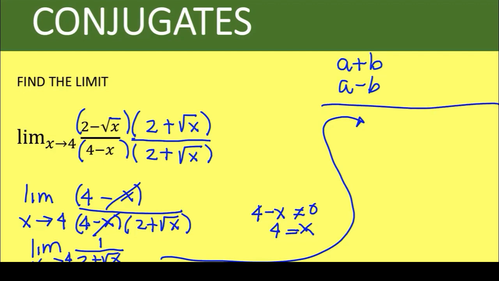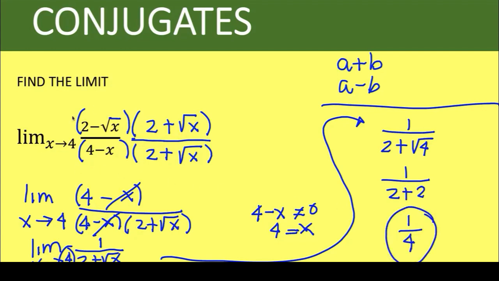So let's continue here. By direct substitution now, if we substitute 4 for x, what we have is 1 over 2 plus the square root of 4. And this value is equal to 1 over 2 plus the principal square root of 4, which is 2. So what we have is 1 over 4. So the limit of this function is 1 over 4. And we computed this by multiplying the numerator and the denominator by the conjugate of the numerator.